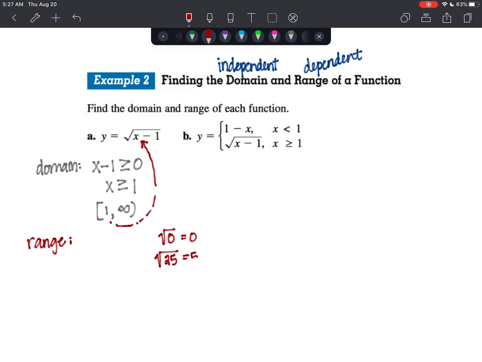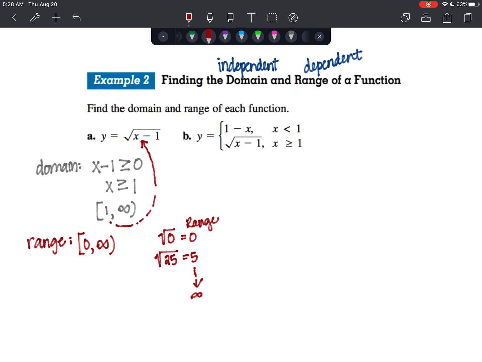The square root of 25 is 5. If I put 101 in, I would get 10 out. So these range values start at 0 and they continue to infinity. So our range started at and included 0 and includes infinity.